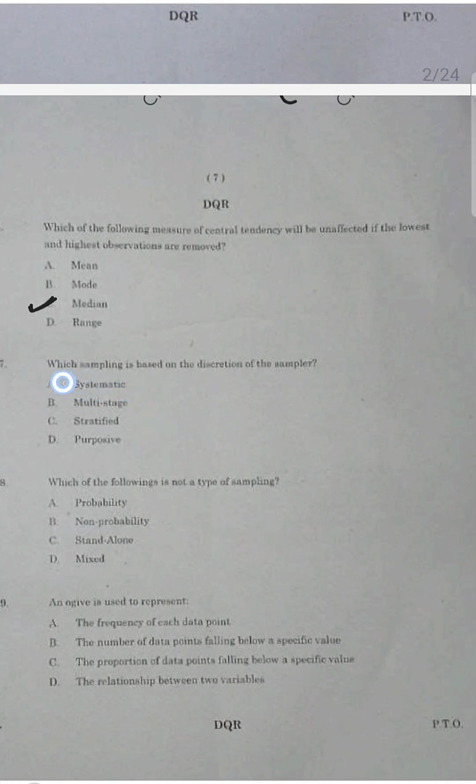And this is from the new syllabus, right? With sampling methods: which sampling is based on the discretion of the sampler? That means which sampling gives freedom to the sampler. If we try to see systematic, no. Multi-stage is the one where the person who is taking the sample has more freedom. He could decide in what stage what to take. So multi-stage is the one which gives freedom to the sampler. So that should be the correct one.